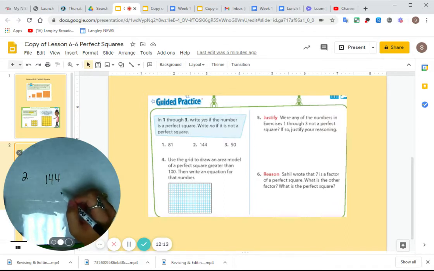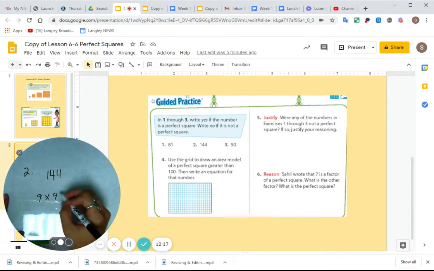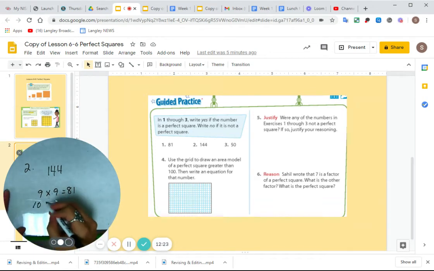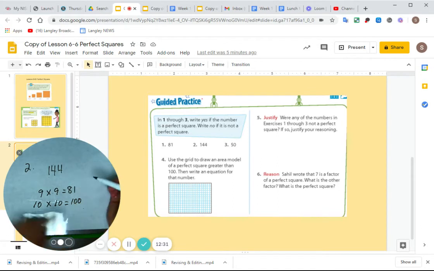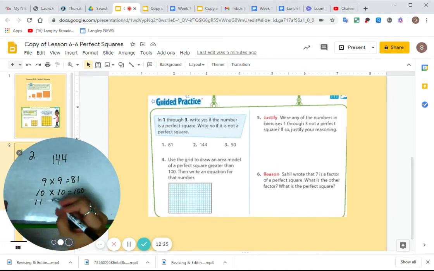144. Okay? So I can use number 1 to kind of help me. I said that 9 times 9 equals 81. All right? So what would 10 times 10 be? That's a math fact. We should know that one. 10 times 10 is 100. So I'm not quite there yet, but I'm getting closer. So I could keep using that to help me.